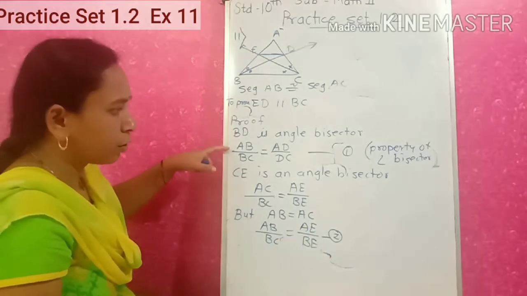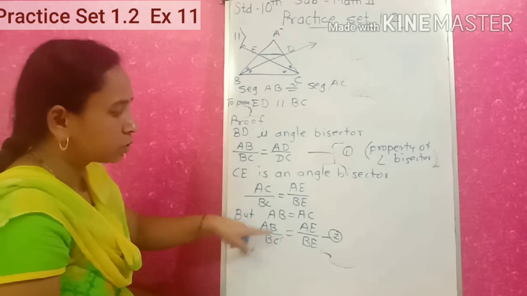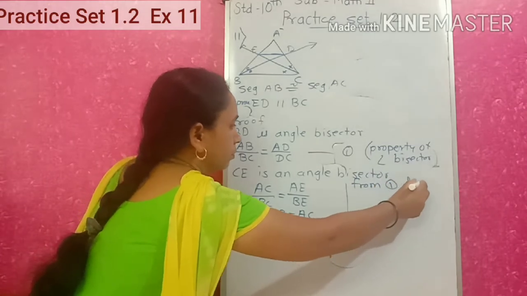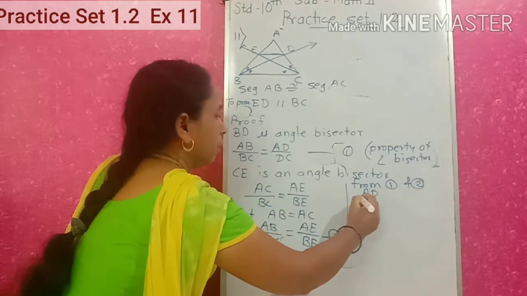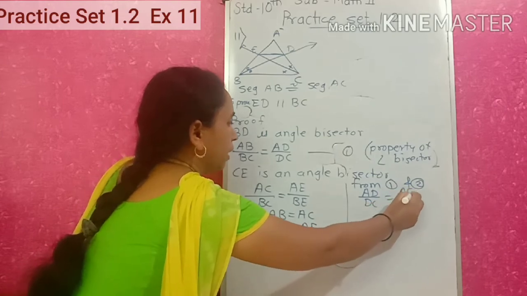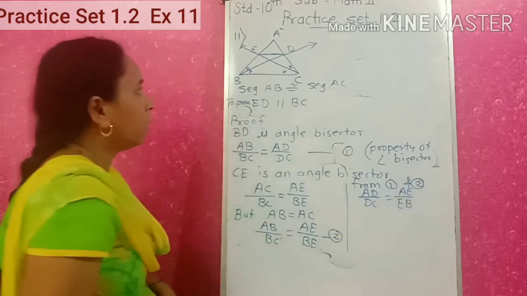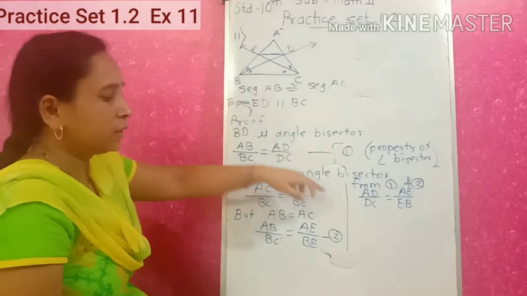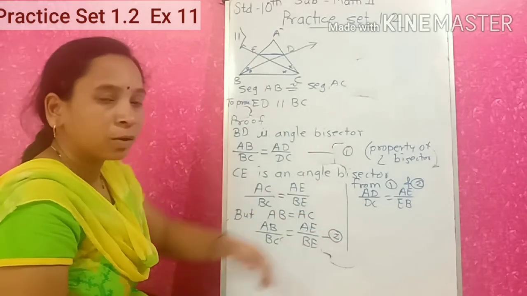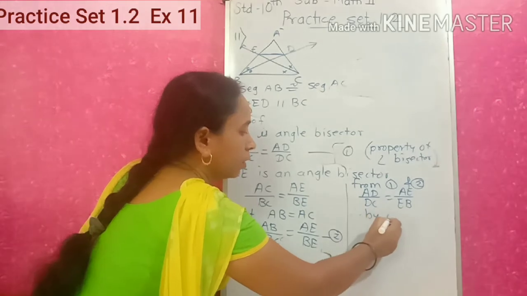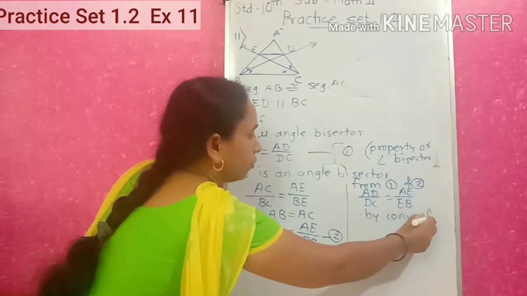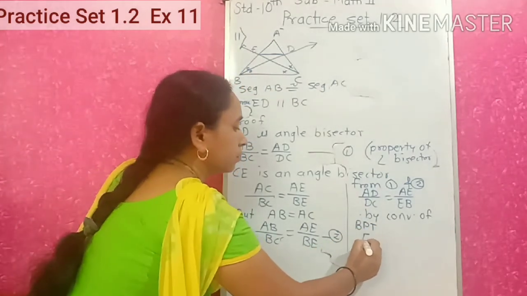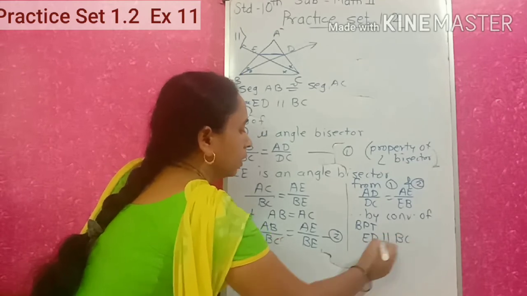Again, if you observe from 1 and 2, the LHS of these two equations are equal. So therefore, from 1 and 2, AD upon DC is equal to AE upon EB. Now if you observe AD upon DC and AE upon EB, it looks like the BPT theorem. So by converse of BPT, you can say that ED is parallel to BC. Hence it is proved.